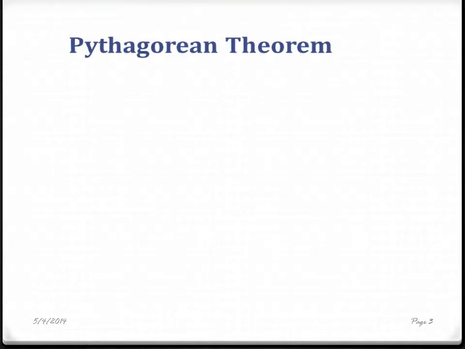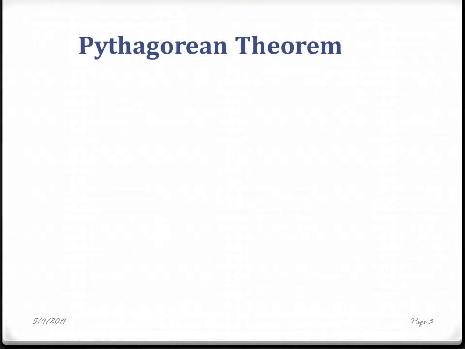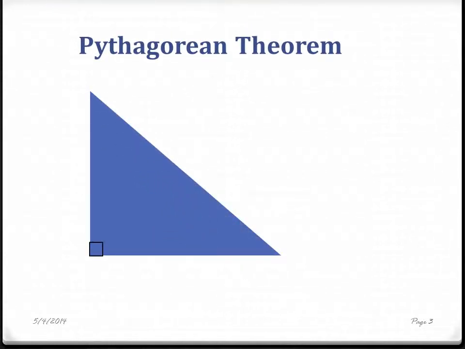Before we can prove Stewart's formula, we need to review a few other theorems related to triangles. The first one is the Pythagorean theorem, which states that for any right triangle, the sum of the squares of the two legs is equal to the length of the hypotenuse squared. In triangle ABC shown here, A and B are the legs and C is the hypotenuse, so we have the familiar formula A squared plus B squared equals C squared.